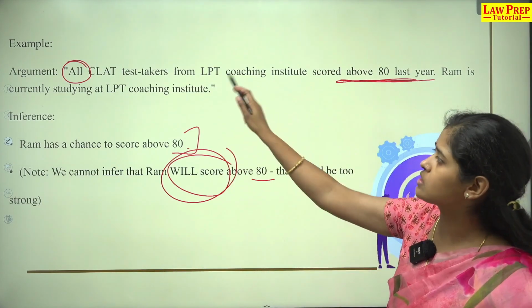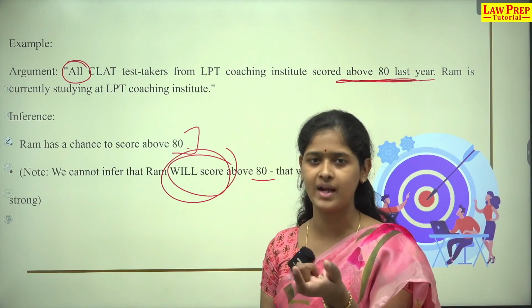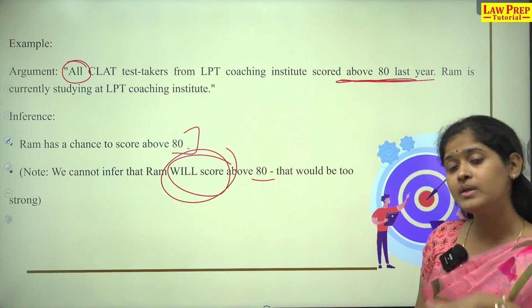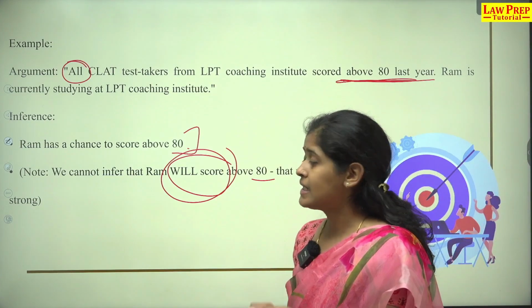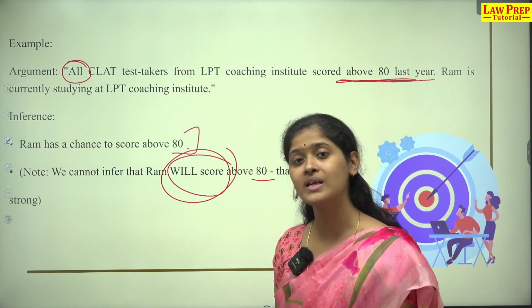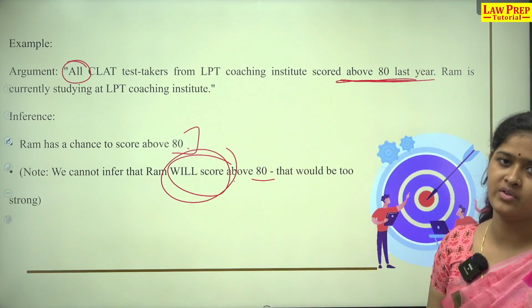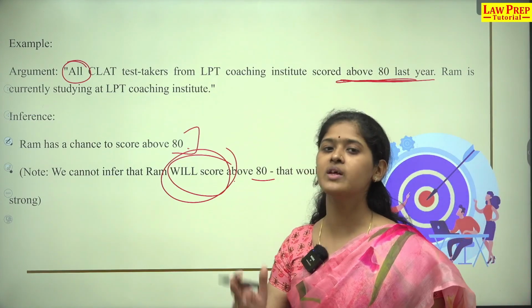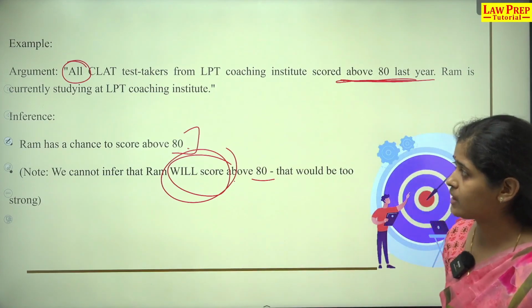Be very focused on the argument. That argument is talking about what? Scoring a certain number of marks or above that marks, right? And the inference will also include how many marks he can score. But there should not be a discussion of what? That it will score or it will clear the exam. These are two different things. And this is a very strong inference. Do not pick strong inferences if the passage does not suggest such strong extreme language.